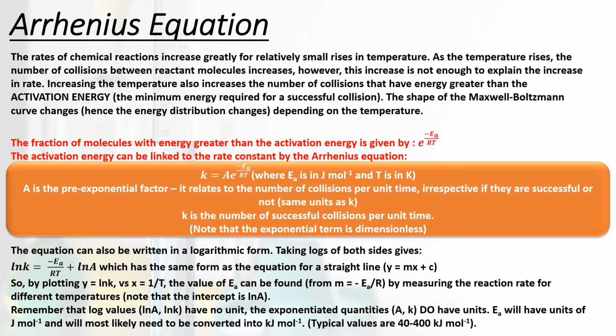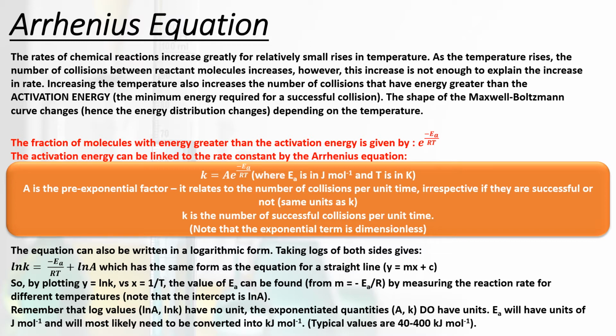Now, this fraction of molecules that have energy greater than the activation energy is given by this mathematical expression here, e to the negative Ea over RT. So that fraction there, the negative Ea over RT, all of that is raised to the power of the exponent. And so we have Ea being our activation energy, R being the gas constant, 8.314, and T being the temperature. And so that expression there would give you the fraction of molecules that have energy greater than the activation energy.